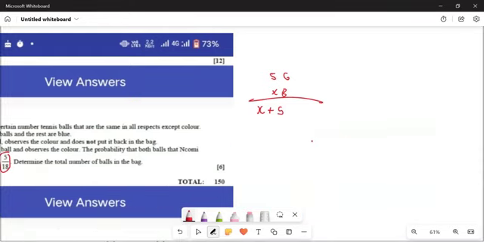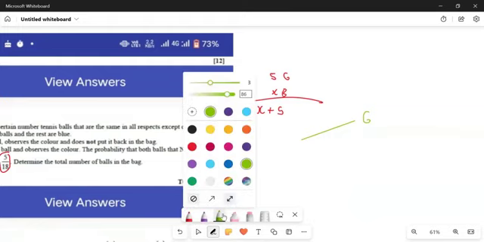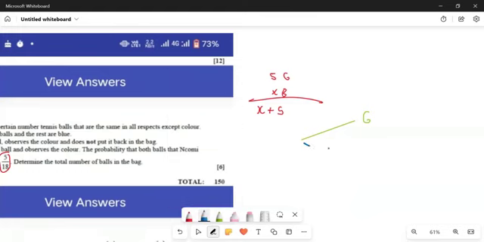So what's going to happen is that we can either pick a ball which is green. Maybe let's use different colors so that you'll see. If we didn't pick a green ball, we can pick a blue one. So it's either green, or if we don't have green, we're going to have blue. This is when we pick for the first time. Now, what is our sample space? Our sample space is X plus 5. So what is the probability that we'll get green?